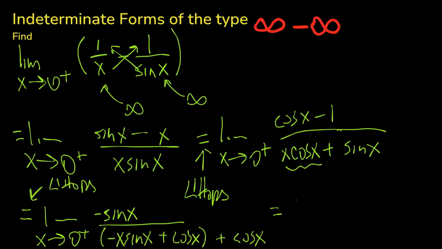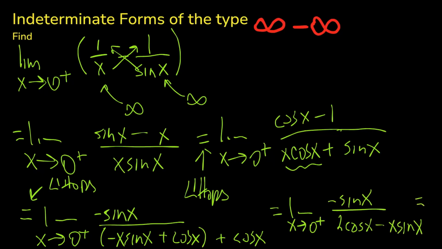And then this is going to simplify to. And now as we let x approach 0 from the right, this term is going to go to 0, as is this one. But cosine x is going to approach 1. So we would end up having 0 over 2, which is going to simplify to 0. So that is our limit.